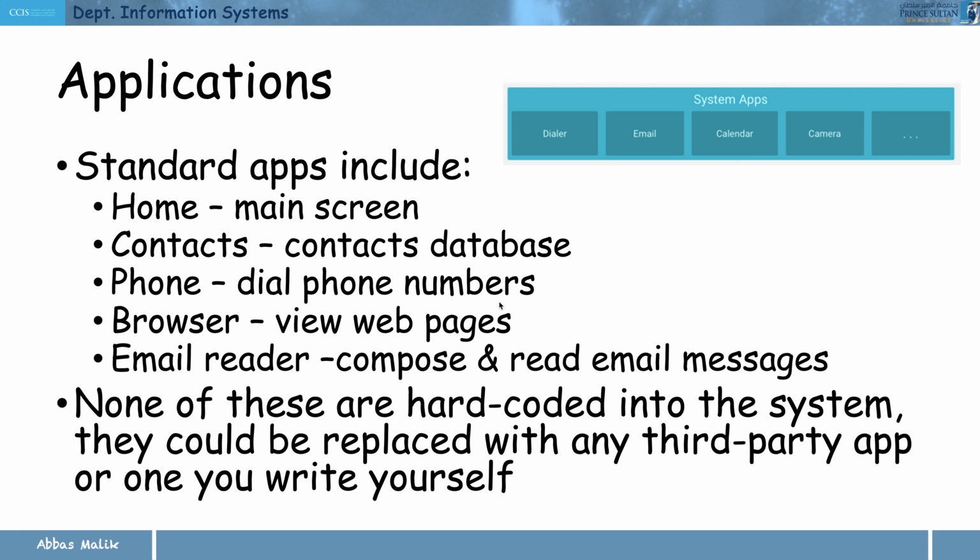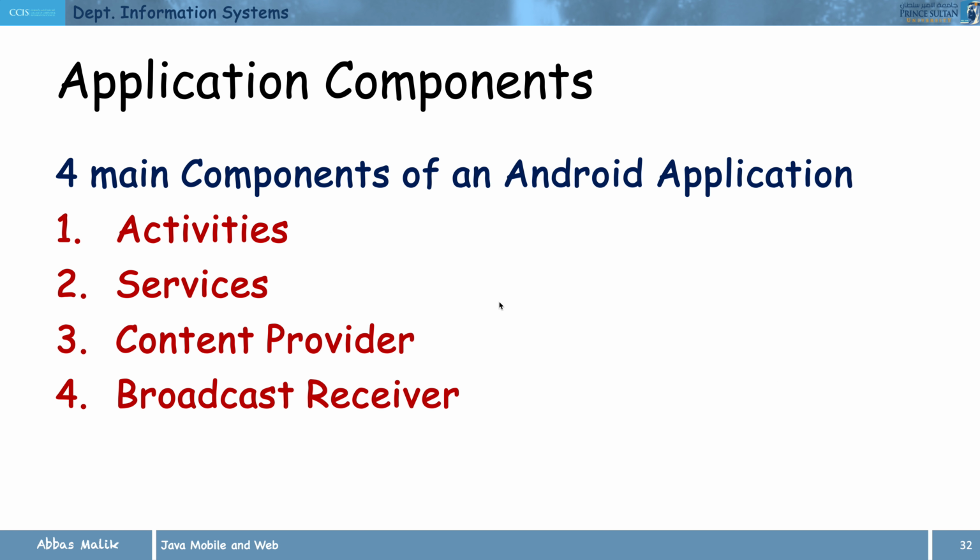Applications, again: we have a phone application in which you can punch in some number and make a call. GPS and map applications, where you can locate yourself. Calendar application, camera application that helps you take pictures or record videos, and so on. So all these are applications. Browser, phone, contacts, home, emailer. So, application components.